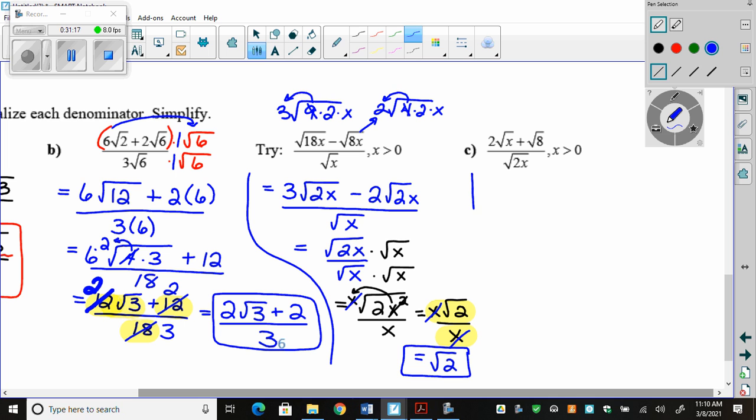You try this one. Try C. All right. Root 2x. Oh, I want to reduce this one first. Stop the madness. Reduce. I don't even know what I did there. But I fixed my problem.